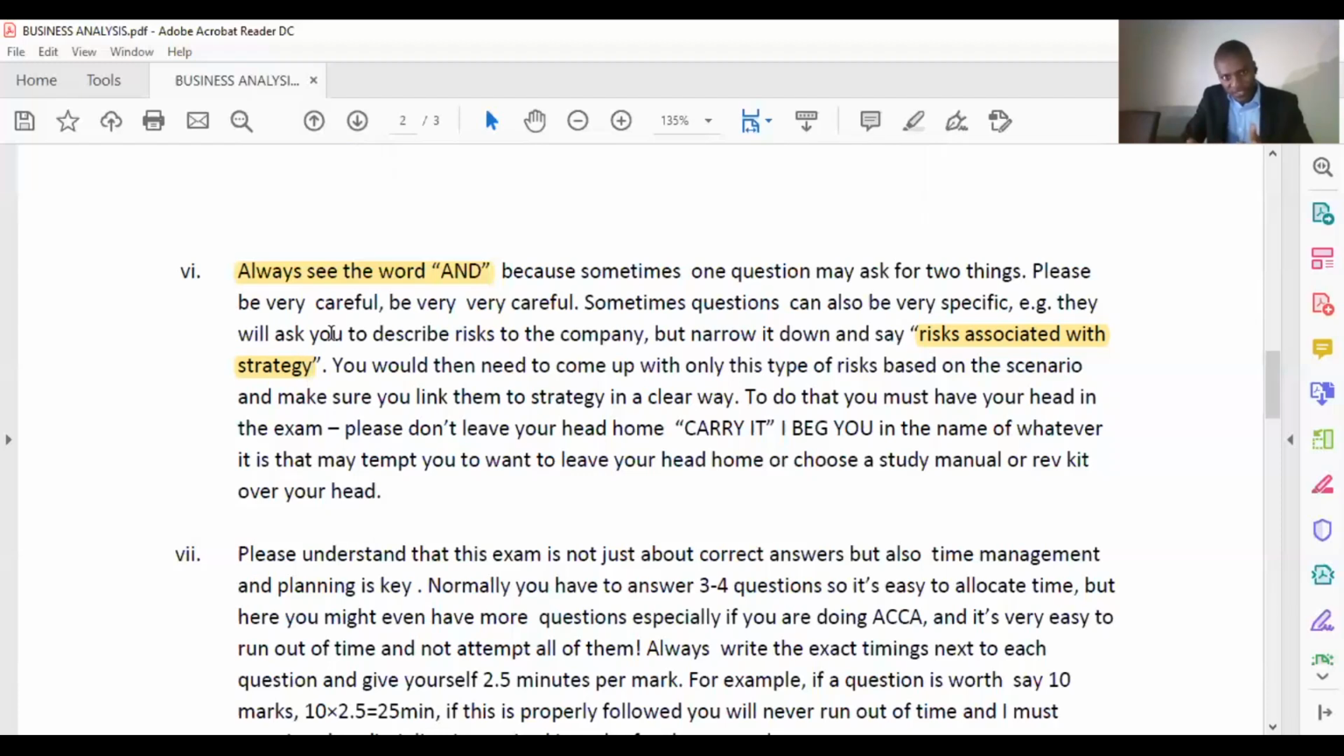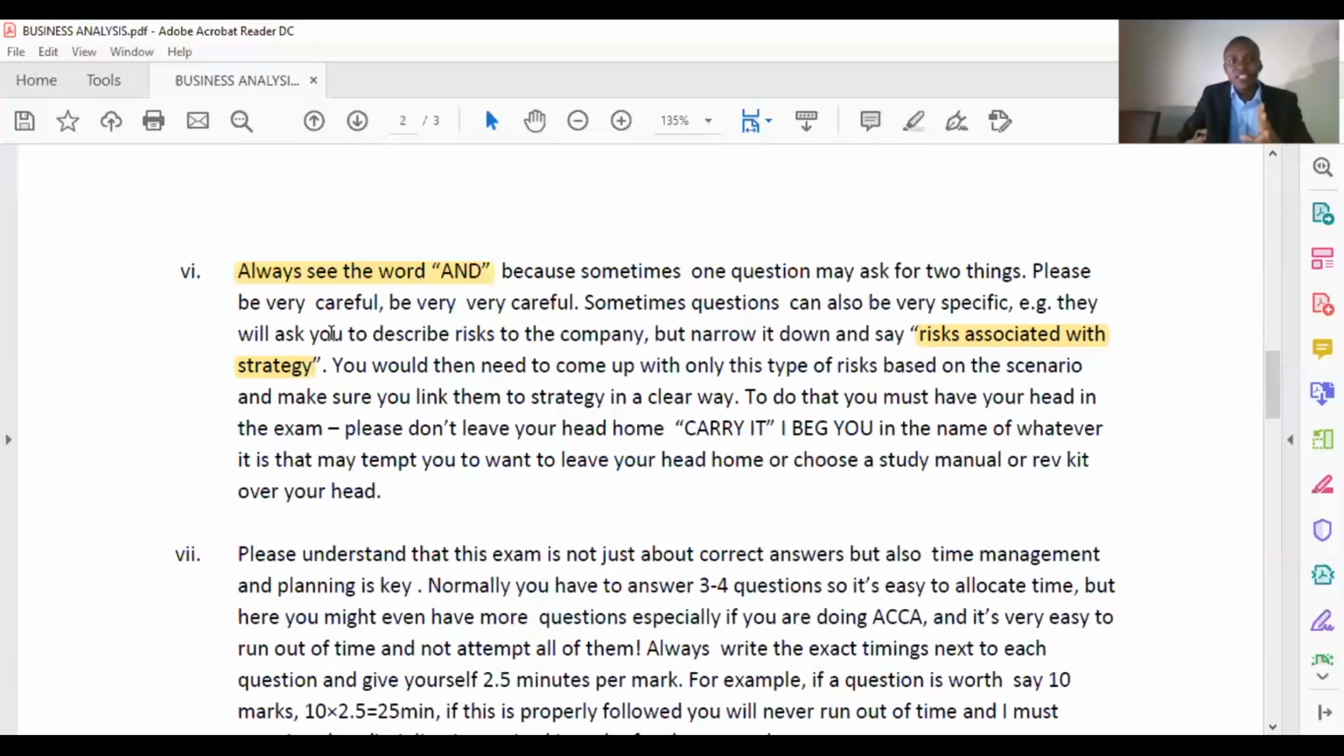Let me repeat what I just said. I said that sometimes questions can also be very specific. For example, they will ask you to describe risks to the company, but narrow it down to say the risks associated with the strategy. In that case, you then need to come up with only this type of risks based on the scenario and make sure you link that kind of answer to the strategy in a clear way. But to do that, you must have your head in the exam.